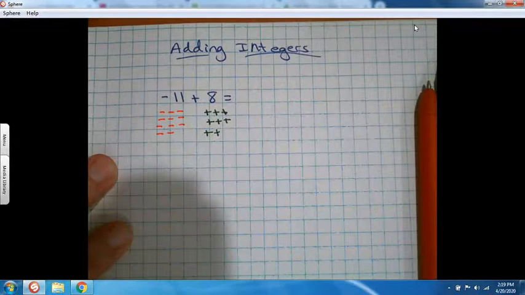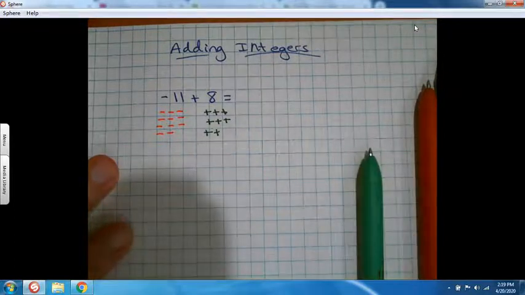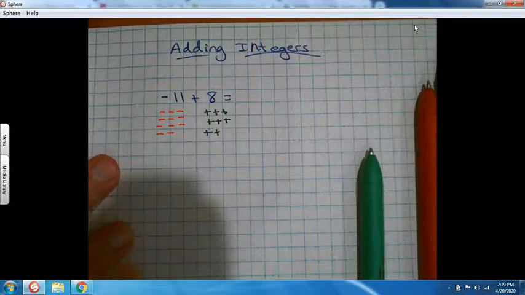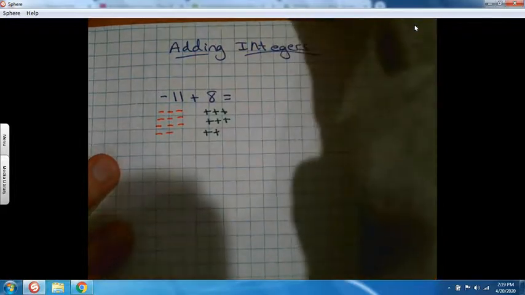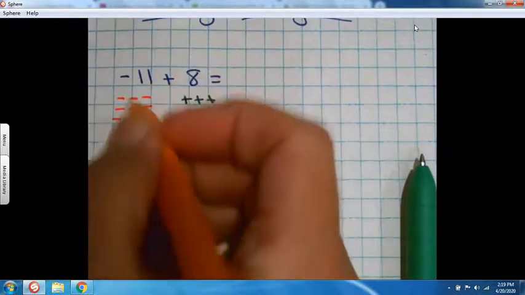Now we do something that's called circling 0 pairs. So you circle 0 pairs. You circle everything that matches. Let me make this a little bigger so we can see it, hopefully. So you have to circle everything that matches.